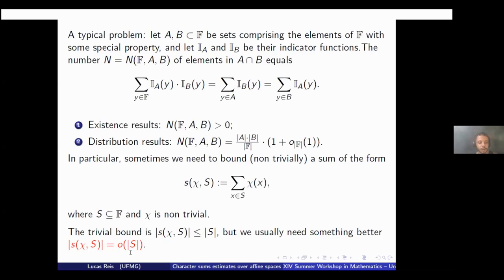So in most of the results, the set S has some structure. So we are just moving the size of S to infinity, and we want to prove that this character sum is little o of the cardinality of S. Just to mention, if S is a generic set, this is very hard. Actually, we don't have control on this sum, so it can be very close to the cardinality of S, and maybe this bound can be false, right?